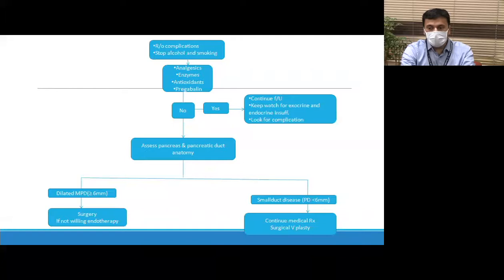If there is no improvement of the pain, assess the pancreas and pancreatic duct anatomy using an MRCP and a CT abdomen. Assess the MPD. If the MPD, main pancreatic duct, is dilated more than 6 mm, surgery. If the patient is not willing for surgery, they can be considered for endotherapy. If it is small duct disease, like if the PD is less than 6 mm, continue medical treatment or a Hamburg procedure.